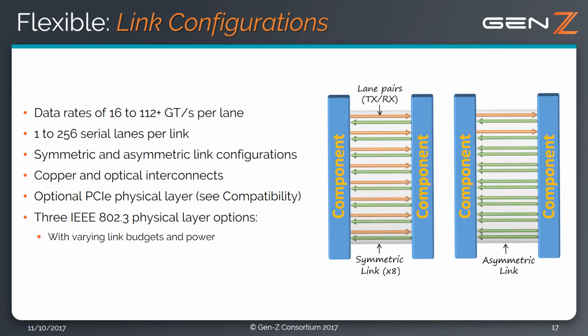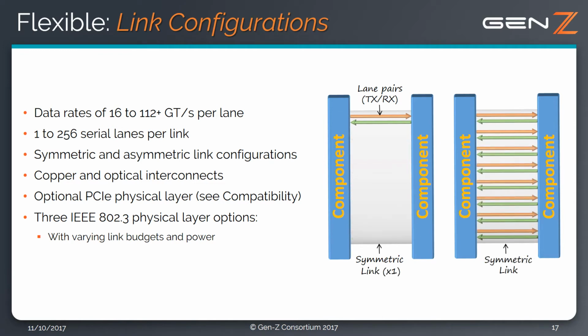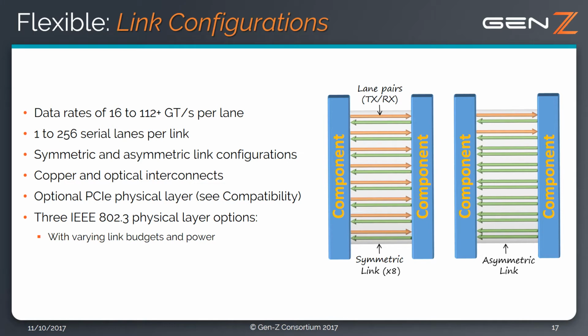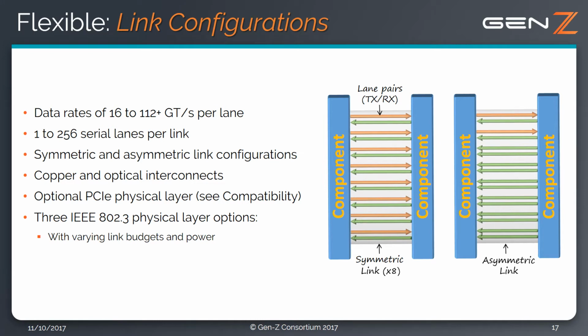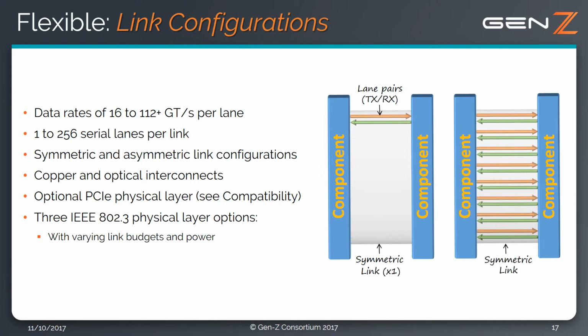Gen Z supports both copper and optical interconnects. The Gen Z core specification specifies a general physical layer abstraction interface to support a variety of physical layers. The Gen Z physical layer specification calls out both PCI compatible physical layer interfaces as well as IEEE 802.3 or Ethernet physical layer interfaces. We will talk about PCI compatible physical layers in the Gen Z compatible portion of this presentation. The Gen Z physical layer specification calls out 3 variants of the IEEE 802.3 standard physical layer, where each one varies by electrical link budgets and power consumption, from short reach low power to long reach high power options.